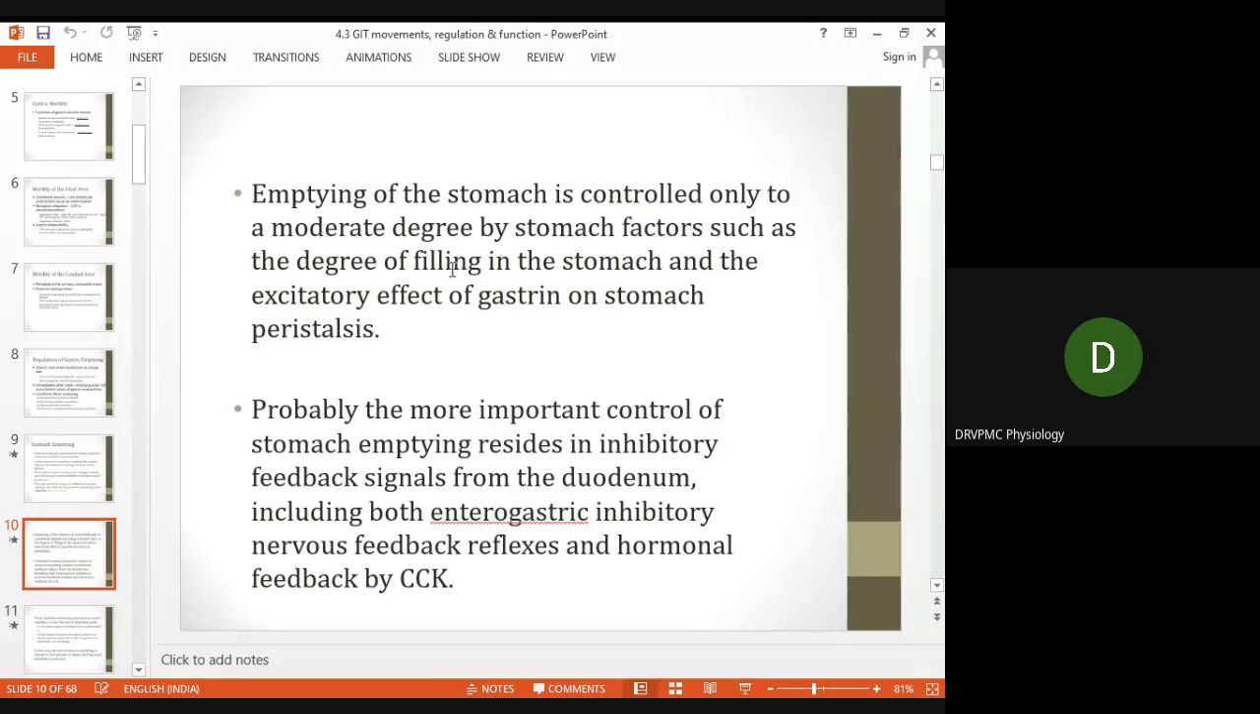Okay. Then, emptying of the stomach is controlled only to a moderate degree by stomach factors such as the degree of filling in the stomach and the excitatory effect of the hormone gastrin on stomach peristalsis. Probably the more important control of stomach emptying resides in inhibitory feedback signals from the duodenum, including both the enterogastric inhibitory nervous feedback reflex and hormonal feedback by cholecystokinin.